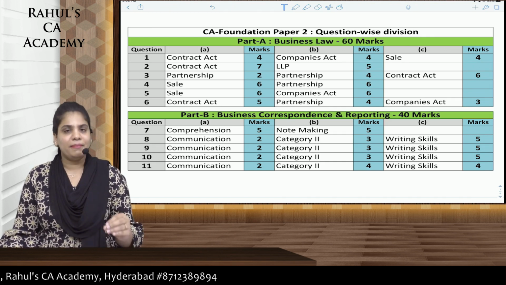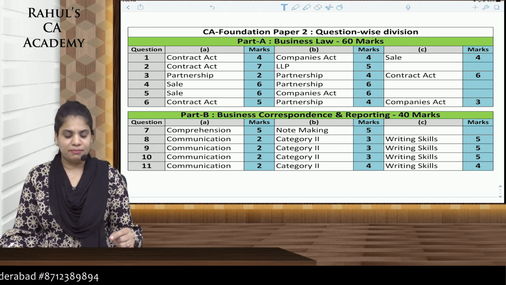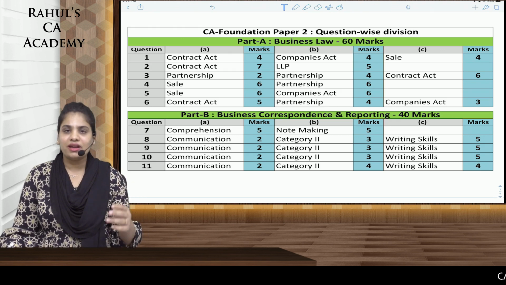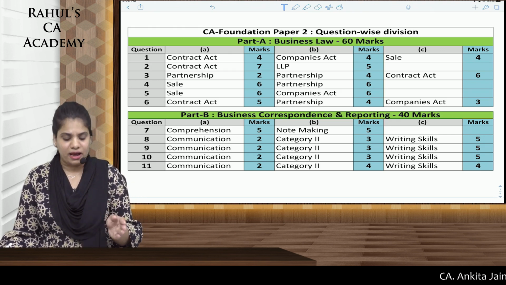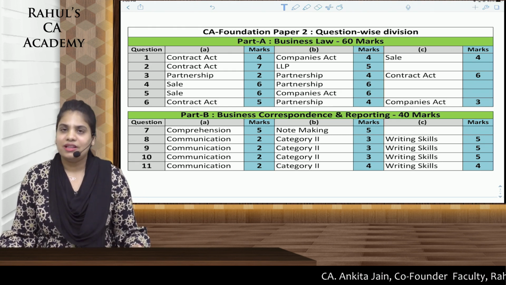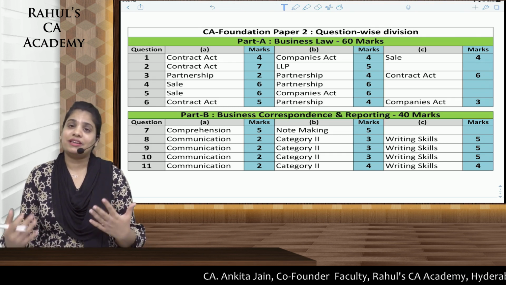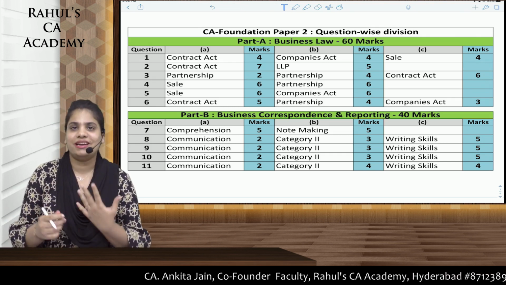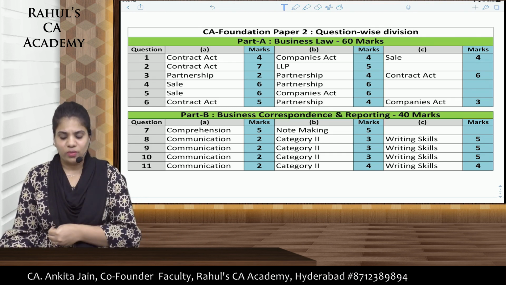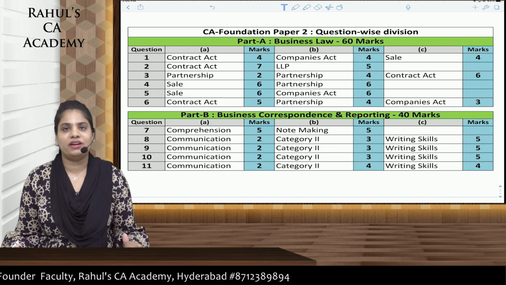Now, talking about BCR, the first question, the compulsory question, is coming from Comprehension and Note Making, and the remaining 4 questions are all from Category 1, Category 2 and Category 4. Now, since in writing skills, you know, there are different types of articles. You have precis writing, you have report writing, resume writing, letter writing, etc. In the 4 questions that have been asked, all of these 4 questions are definitely different questions.